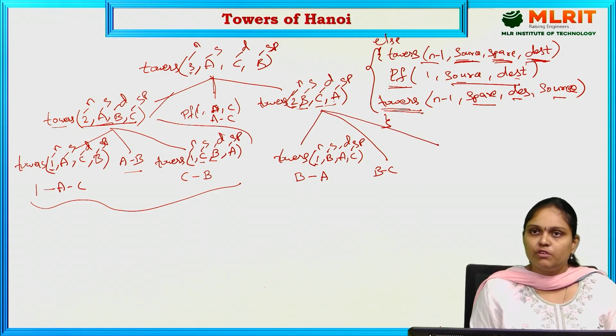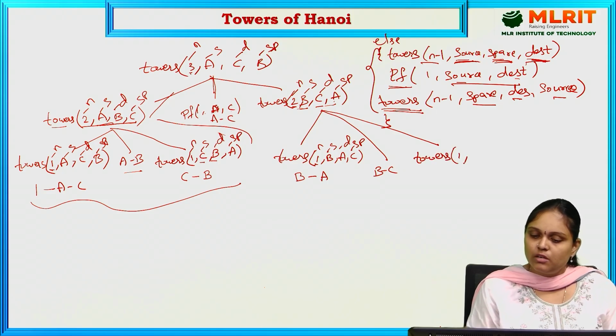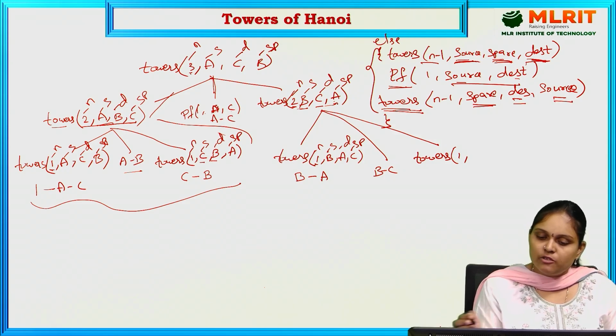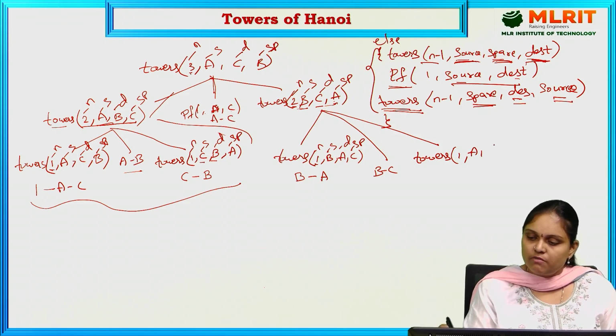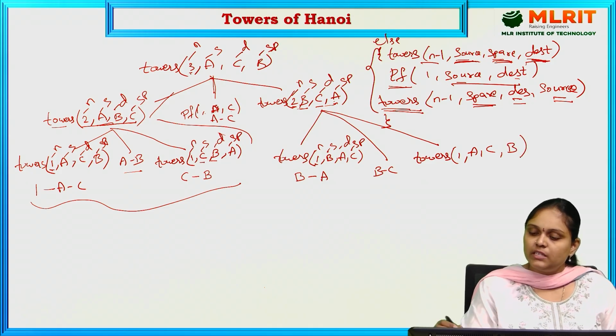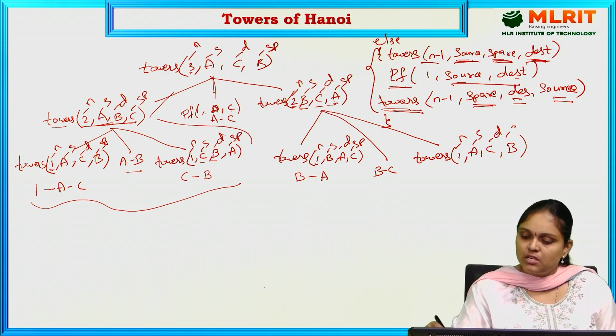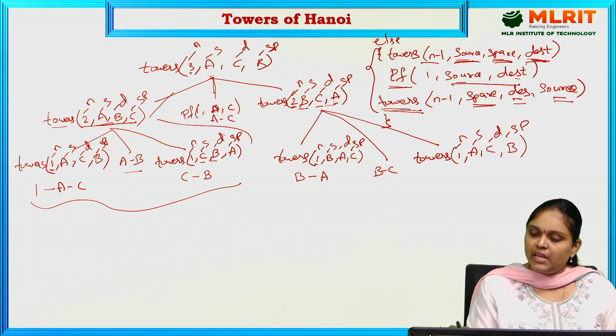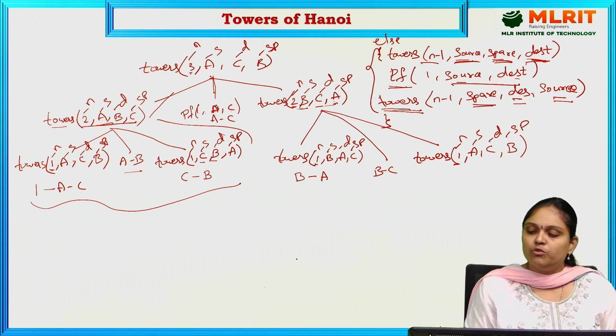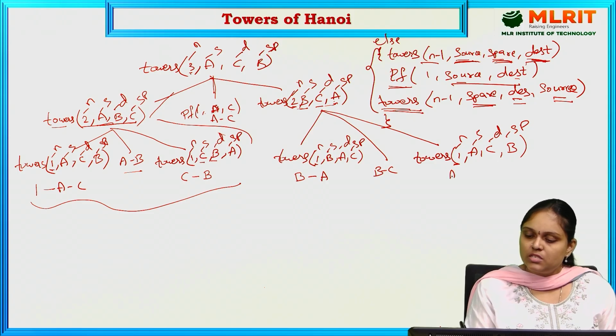We are left with one more statement, that is towers of n-1, that is 2 minus 1 is equal to 1, and spare, destination and source. Here spare value is E, destination value is C and source value is B. So in this case, this is n, this is source, this is destination and this is spare. So if n is equal to 1, we are directly moving from source to destination. Here source is A and destination is equal to C.